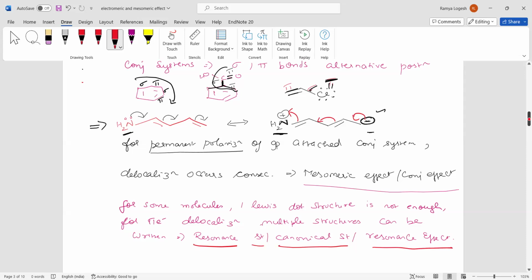So generally textbooks will tell you mesomeric or resonance effect. Mesomeric is correct when just one Lewis dot structure interconversion is possible in order to understand the migration of the electron, then it is mesomeric. If you need so many structures in order to understand it, we call these resonance structures or canonical structures. Both the words are the same, and that effect will be called the resonance effect.